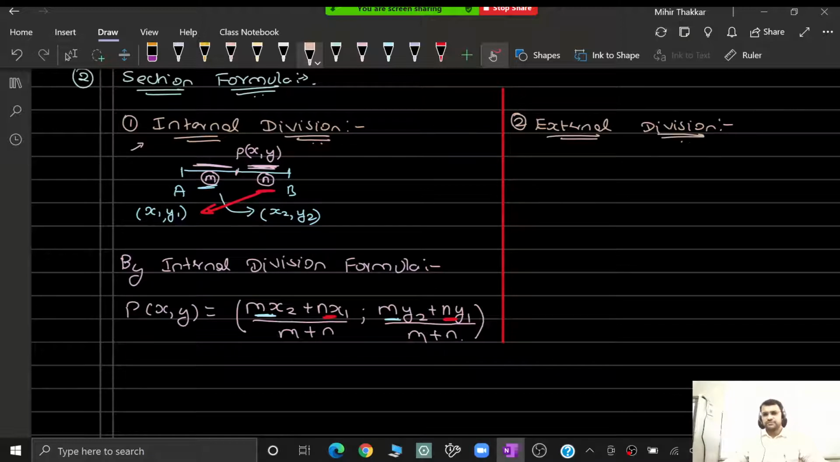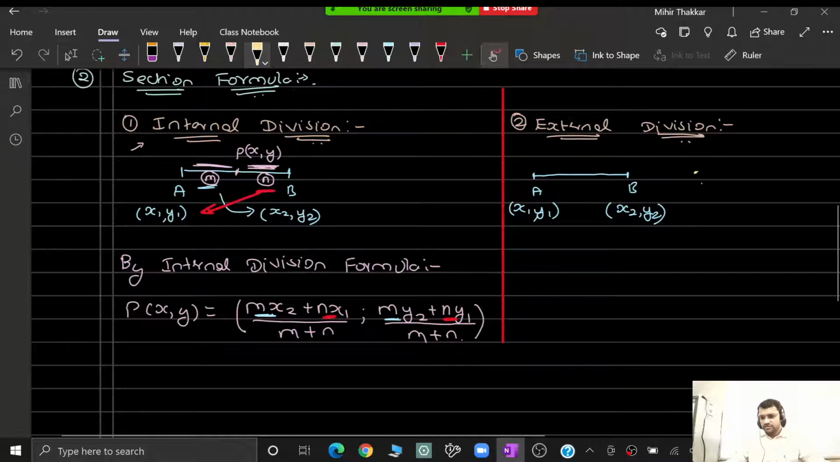External division. Once again, I consider a segment over here, which is AB. Again, A has the same coordinates x1 and y1. B has the same coordinates x2 and y2. But this time, guys, the point P is outside AB. Because the point P is outside AB, it is called external division.